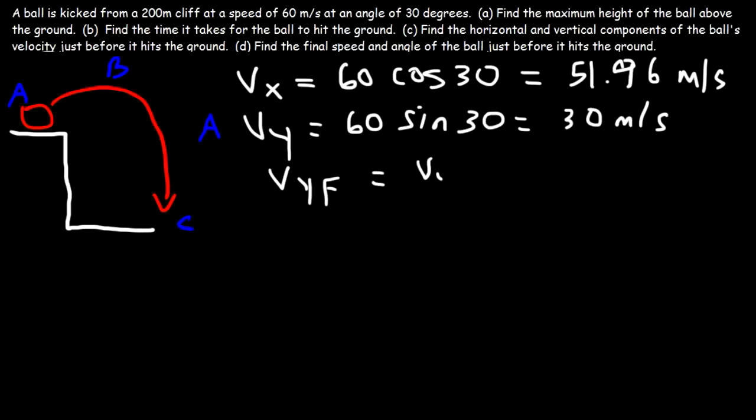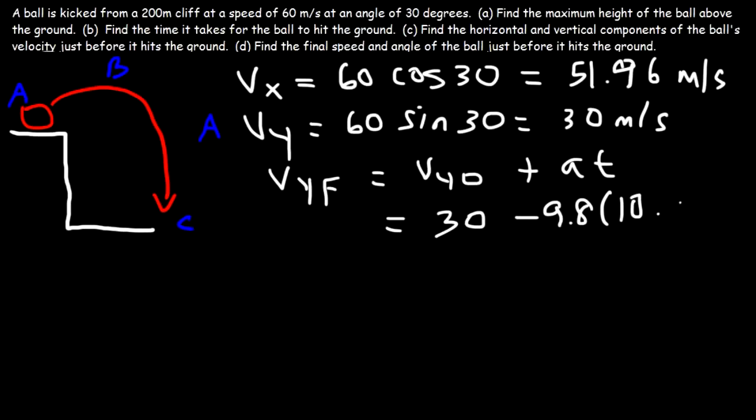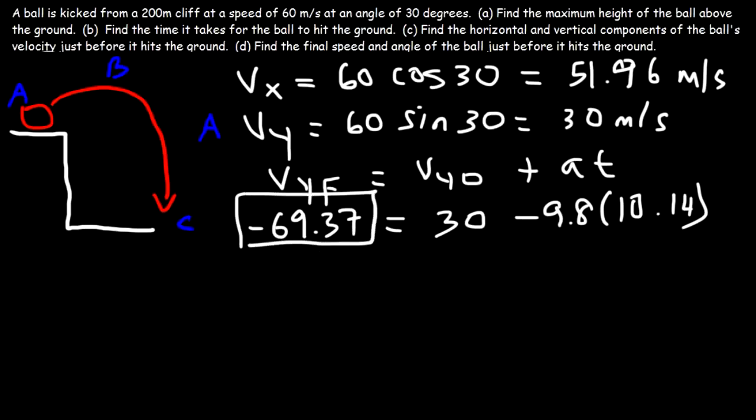So let's use this equation. Vy final equals Vy initial plus at. So Vy initial is going to be Vy at point A, which is 30. Acceleration is negative 9.8. And the time it takes to go from A to C, we got that answer as being 10.14 seconds. So let's calculate Vy final. So that's going to be negative 69.37 meters per second. So that's the horizontal and vertical components of the ball's velocity. The vertical component is negative 69.37. The horizontal component is 51.96.